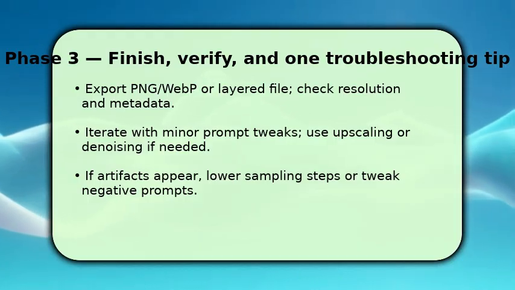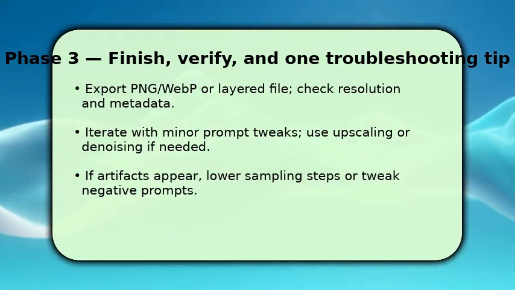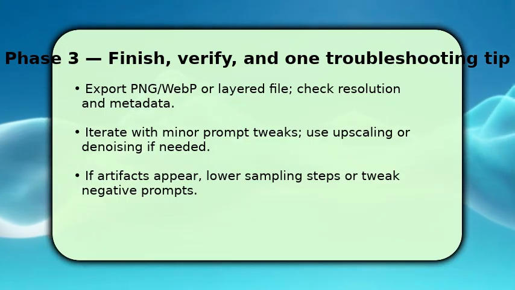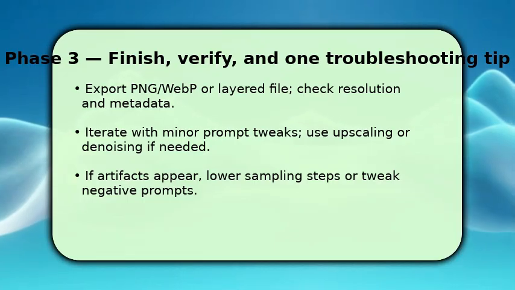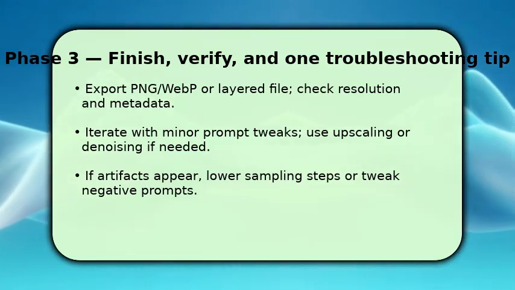If things go wrong, artifacts, odd anatomy, or color shifts, try lowering sampling steps, modify negative prompts to ban specific issues, and rerun with a different seed. This usually resolves stubborn errors.